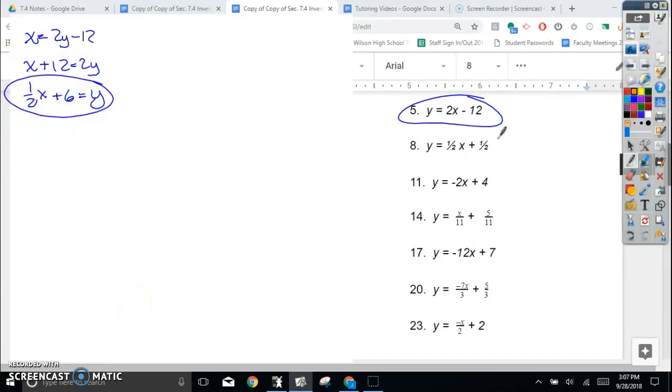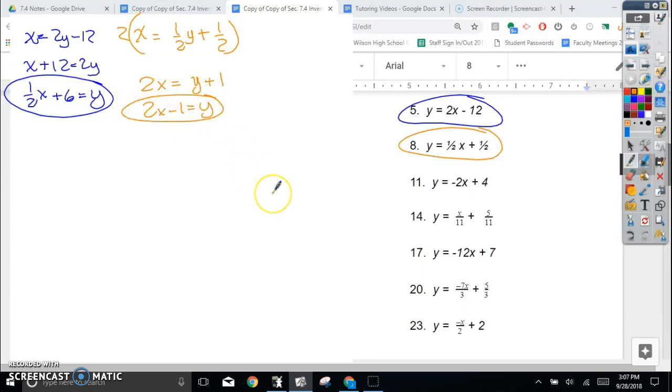So that one's finished. Ooh, moving to the fraction. So x equals a half y plus a half. I'm going to multiply everything by 2. So I get 2x equals y plus 1. So 2x minus 1 equals y. So 8's finished. Yeah, if you know that trick with getting rid of a half by multiplying everything by 2, just double everything. Makes your life so much easier.